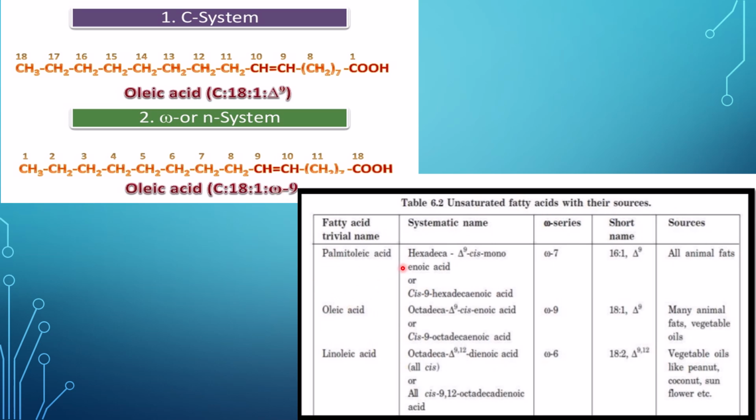Take palmitoleic acid, oleic acid, and linoleic acid. Palmitoleic is an omega 7 fatty acid, oleic acid is omega 9, while linoleic acid is an omega 6 fatty acid. These are the sources: all animal fats contain omega 7 fatty acid. Omega 9 is present in many animal fats and vegetable oils, while omega 6 is present in vegetable oils like peanut, coconut, and sunflower oil, and is nutritionally very, very important. Linoleic acid is an essential fatty acid.